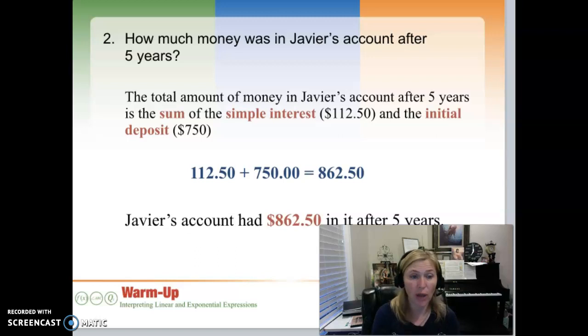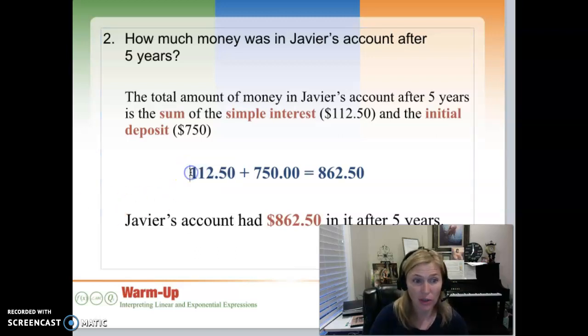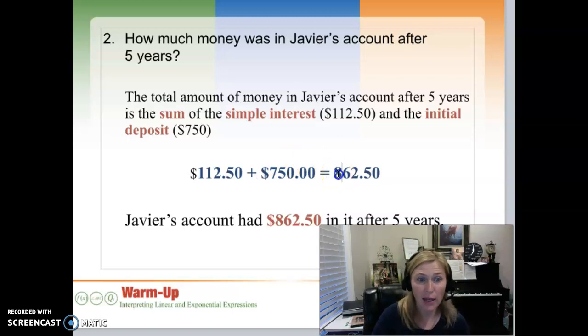And this is what you're going to write. The total amount is going to be that 112 that we just found, and we're going to add that to the 750 that he had, and we're going to end with 862.50. And again, you can put that on a calculator if you need to.